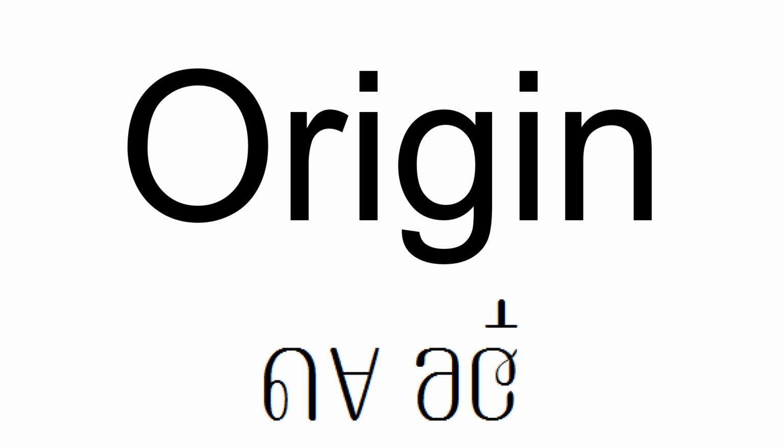The Pahawh Hmong alphabet was added to the Unicode standard in June 2014 with the release of version 7.0. The Unicode block for Pahawh Hmong is U+16B00 to U+16B8F.